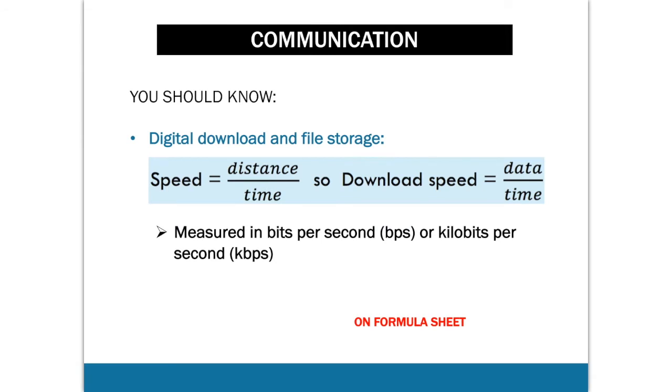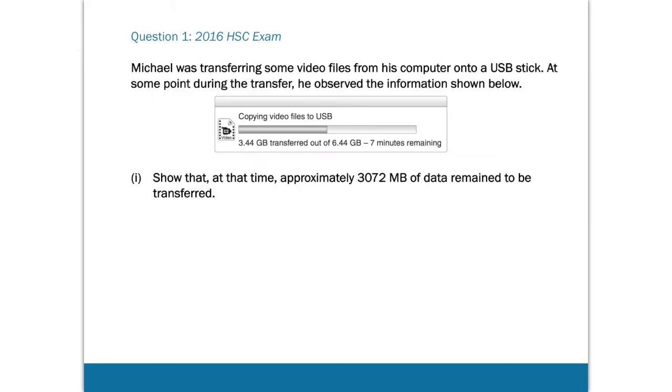Okay, so another thing we need to know when we're converting data and we're dealing with digital download and file storage. When they're asking for download speed and how long it takes to download data, remember it all goes back to your speed equals distance over time formula. And this is measured in bits per second, so bps, or kilobits per second, kbps. And this is also on your formula sheet.